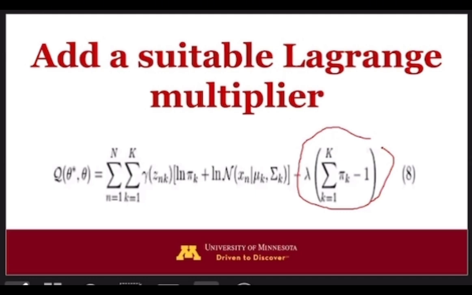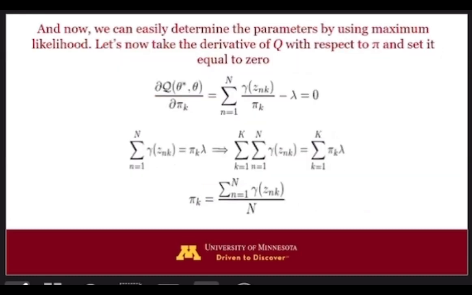Now, how many parameters do we have in this model? We've got pi, which is the mixing coefficient. We've got mu, which is the mean vector. And we also have the variance-covariance. All we're going to do is differentiate, conducting our partial derivative one at a time. Take a look at that. We're going to differentiate with respect to pi k.